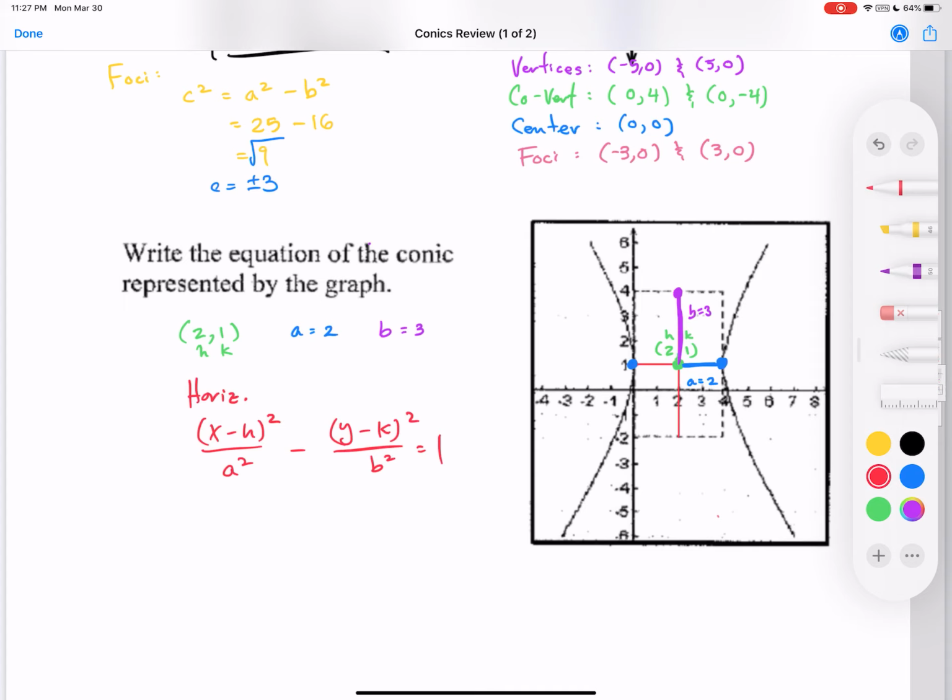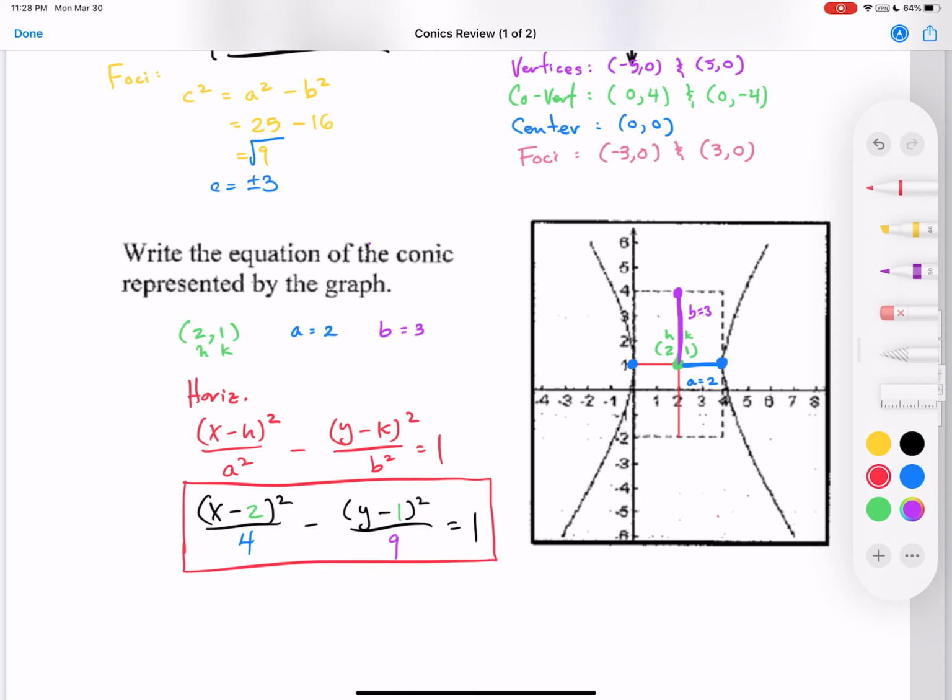So all I've got to do is plug in my information. I'm going to go ahead and substitute what we know here. We've got x minus h, well h is 2, squared, over a squared, well a is 2, so 2 squared is 4, minus y minus k, and k is 1, squared, over b squared, and b is 3, so that means 9, and all of this is equal to 1. And here's our equation.